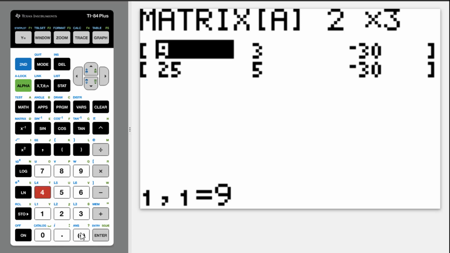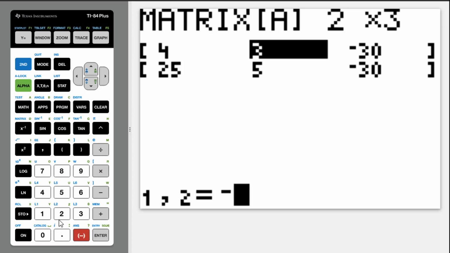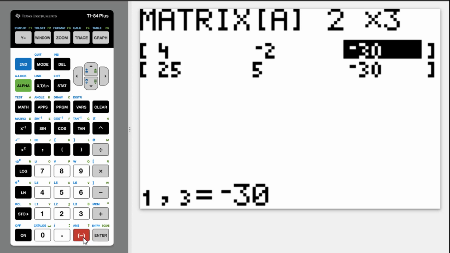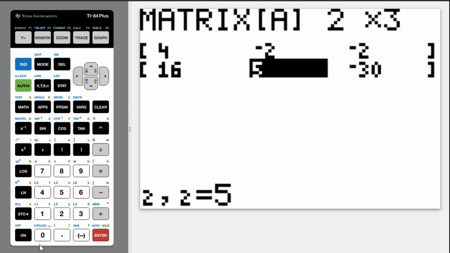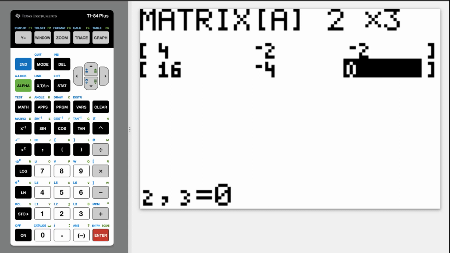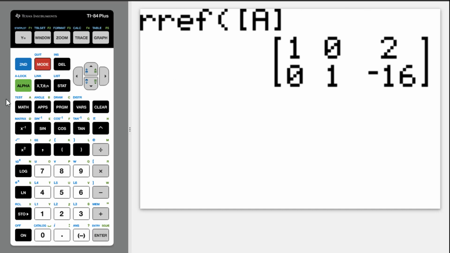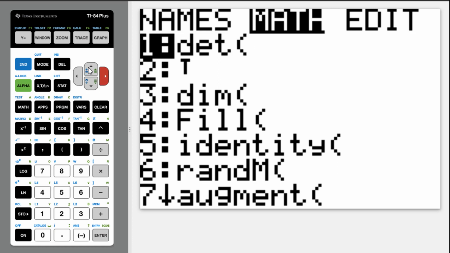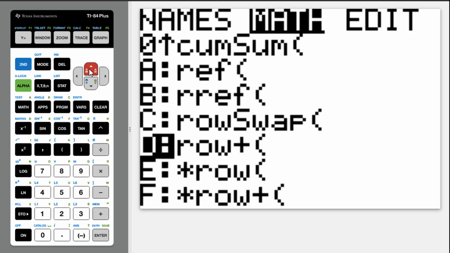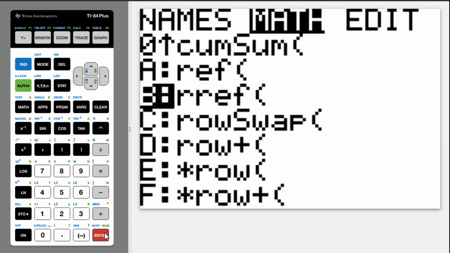This time I have 4, enter, -2, enter, -2, enter. Then you have 16, enter, -4, enter, 0, enter. Remember, quit. Then second matrix again. Go to math. Go to RREF. Enter.